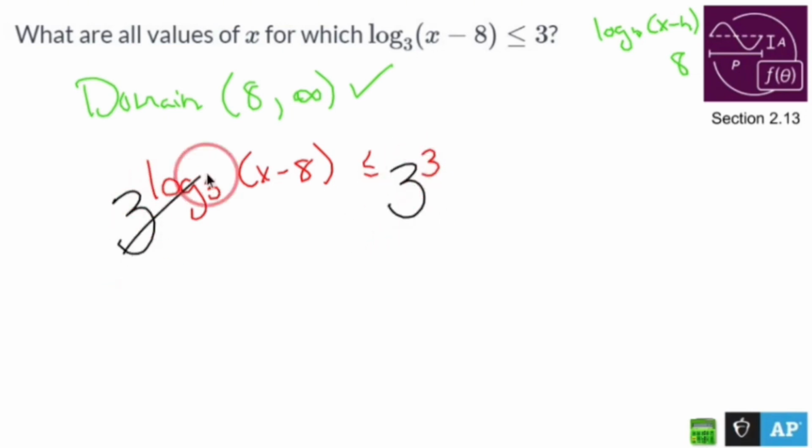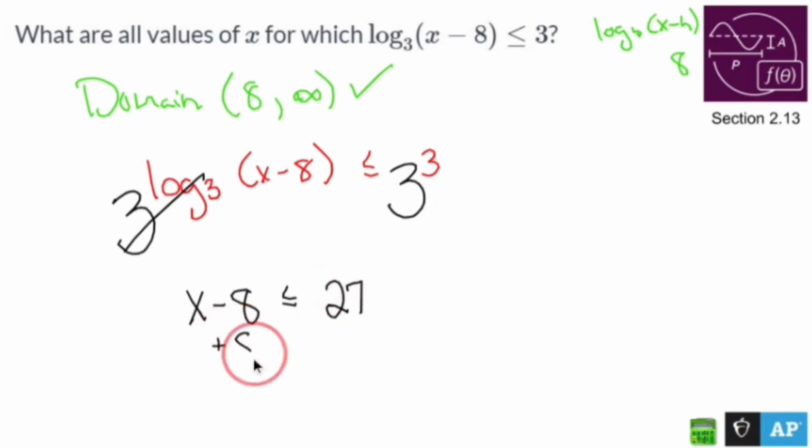3 to the log base 3 cancels out. X minus 8 drops down. That's going to be less than or equal to 3 to the third, which is 27. If I add 8 to both sides, I end up with x is less than or equal to 35.